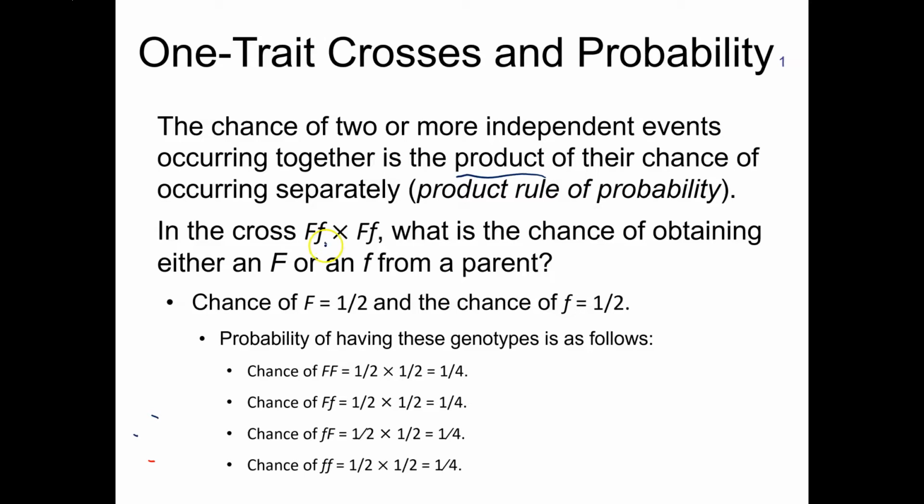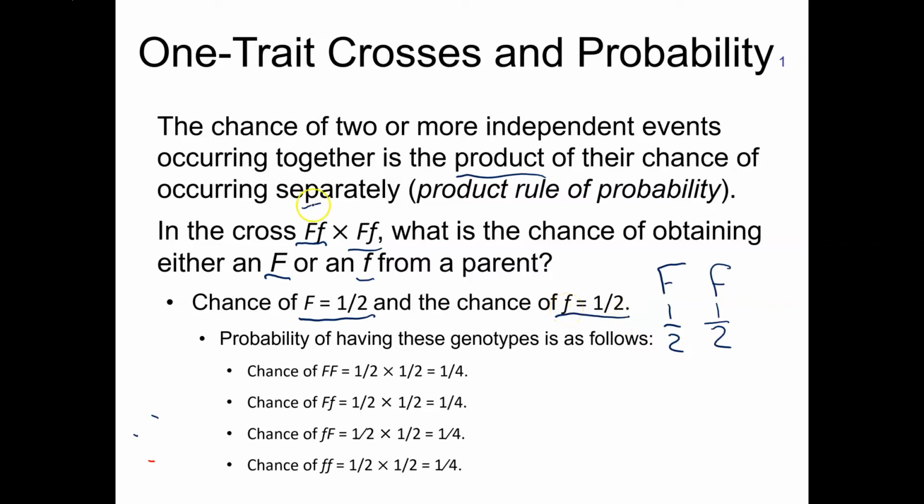So let's look at this cross where we have a big F, little f, and a big F, little f. What is the chance of obtaining either a big F or a little f from a parent? If you have a big F and a little f, you're going to get one or the other. To get the big F, you have a 1 out of 2 chance, and to get the little f, you have a 1 out of 2 chance. So the chance of a big F is 1/2 or 50%, and the chance of the little f is 1/2 or 50%.